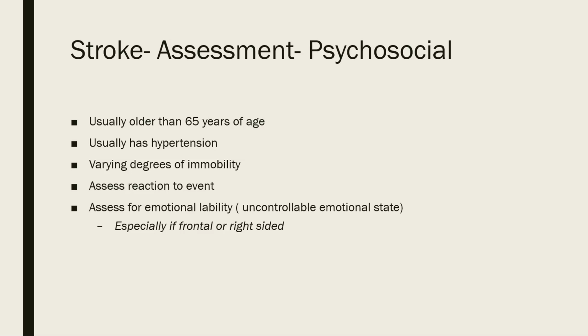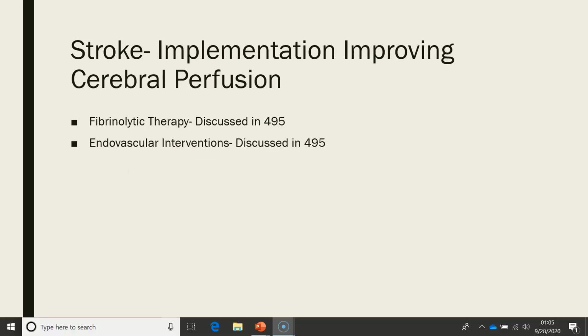But this emotional lability is important for the caregivers to teach the family that it's not their loved one, it's the effects of the stroke causing this emotional lability or uncontrolled emotional state. One of the main goals in the emergency department of a stroke center is to get the patient for the fibrinolytic therapy or to have other interventions done. And this is to improve cerebral perfusion and decrease the effects of the stroke. These will both be discussed in detail in 495.